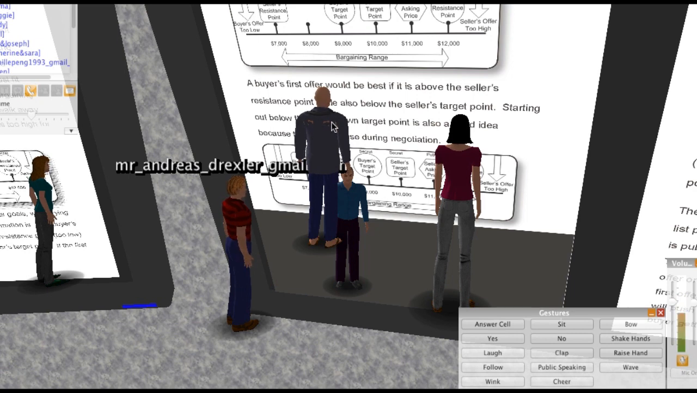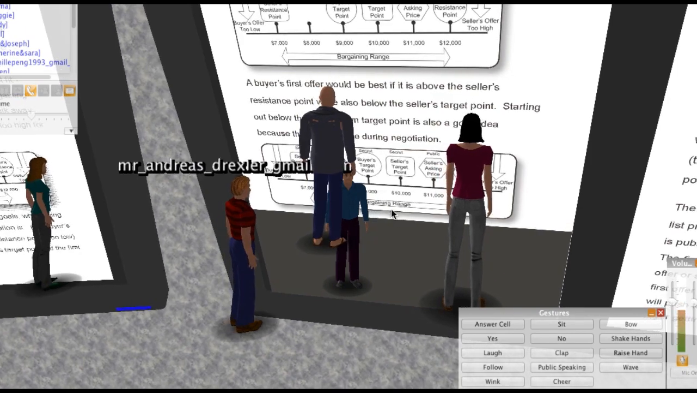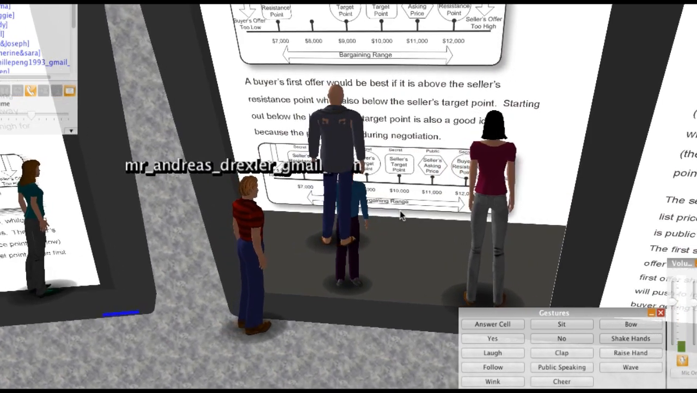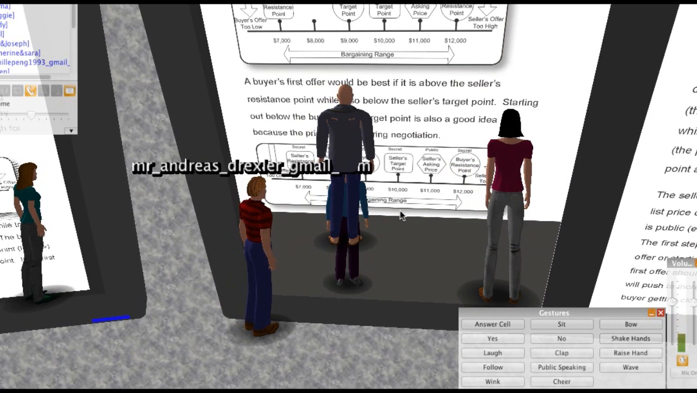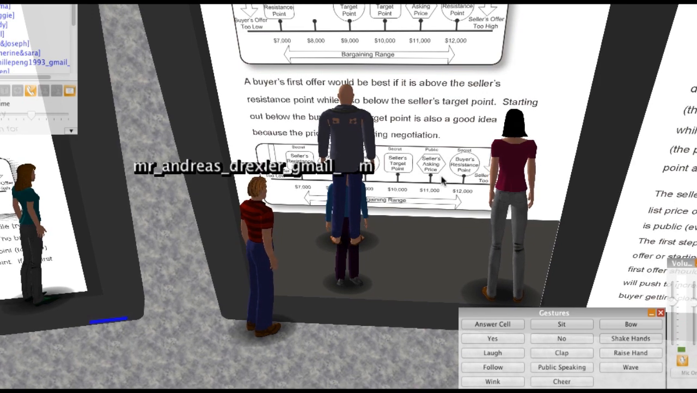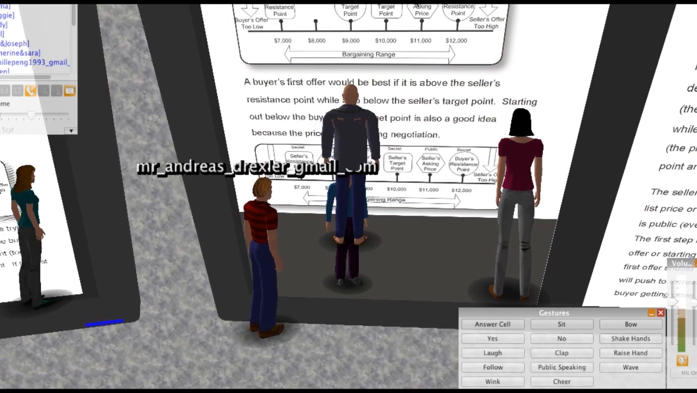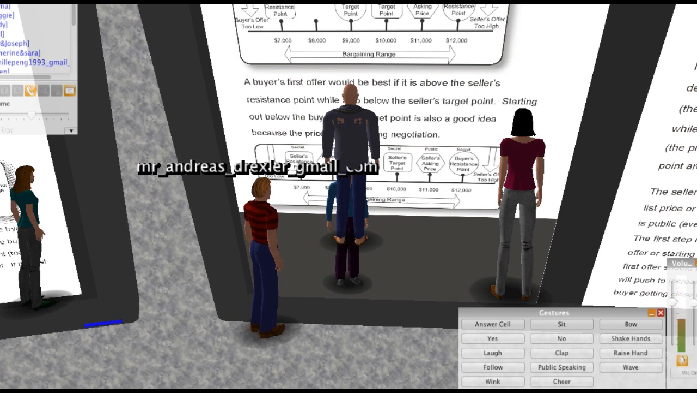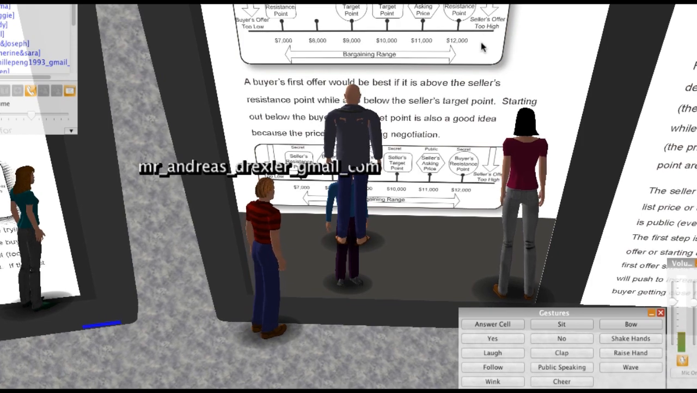This is distributive bargaining's main idea. One side gains as the other side loses. One side gets more as the other side gets less. One side wins and one side loses. Okay, so we look at this picture here. I have a couple arrows at the ends, right? Buyer's offer is too low, is under 7,000. Seller's offer too high is over 12,000.